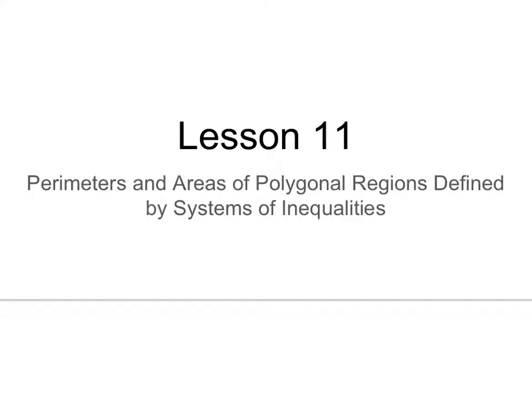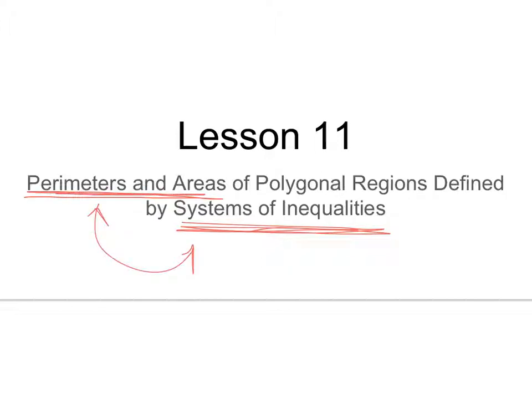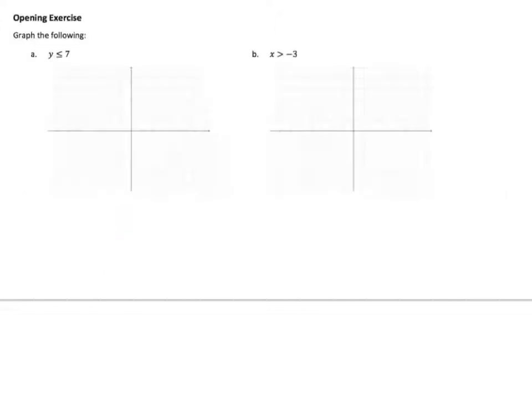Hey, geometry, lesson 11. Perimeters and areas of polygonal regions defined by systems of inequalities. So we've done a bit of systems of inequalities and how that defines regions in a coordinate plane. And we've done perimeters and areas of polygonal regions. So now we're just marrying these two together. First, let's do a little bit of review.